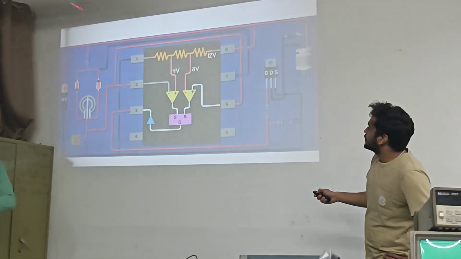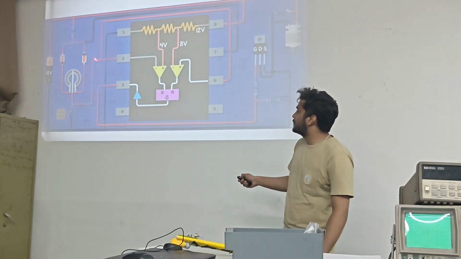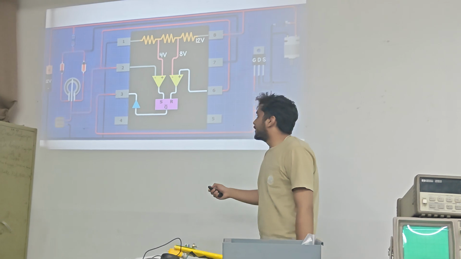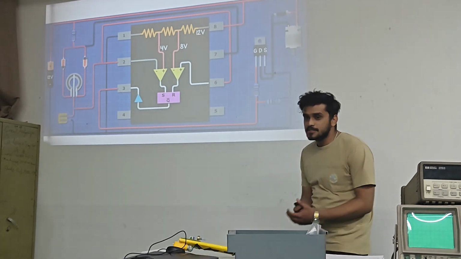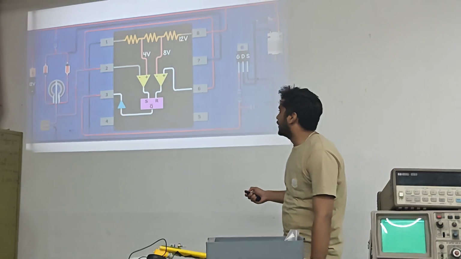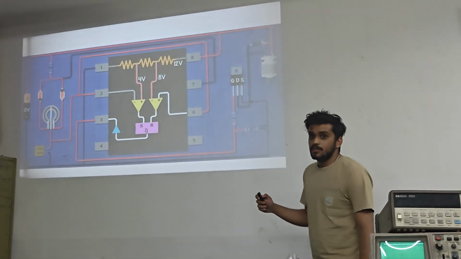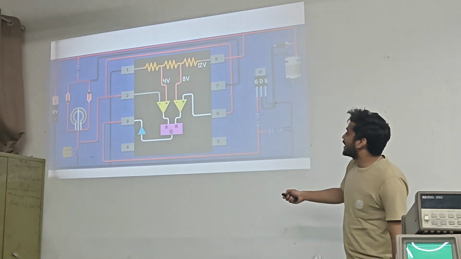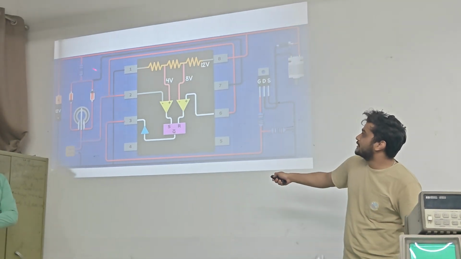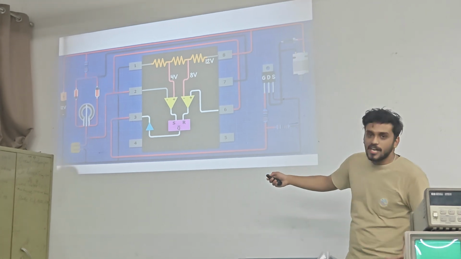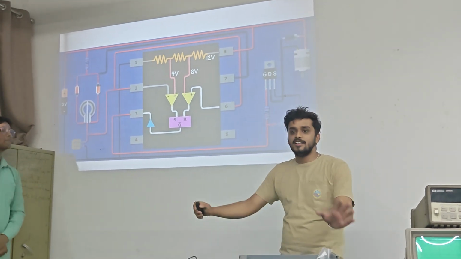The current handling capacity of this diode is lower than this diode, right? But the switching speed, basically the response time, of this diode is greater than this diode. So you might have understood. Now in this path there is a resistor, right? So current flows through the resistor, so there will not be higher current in this path.